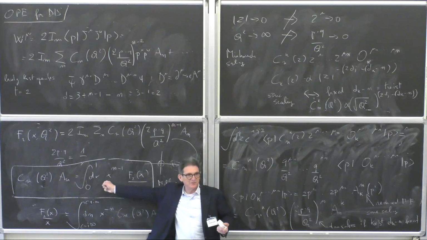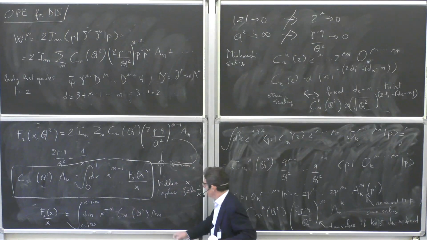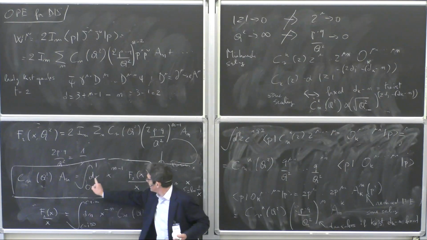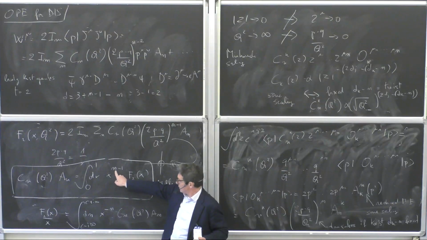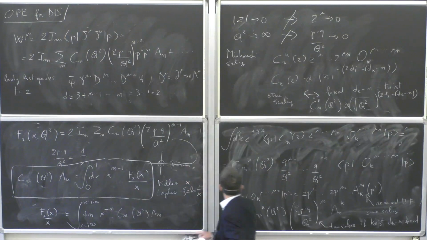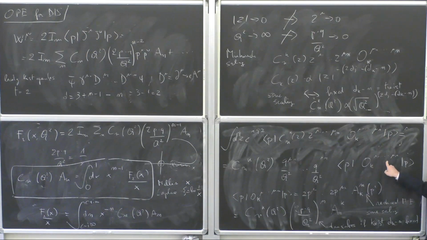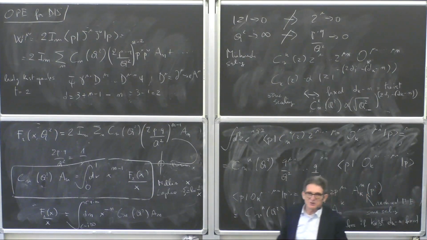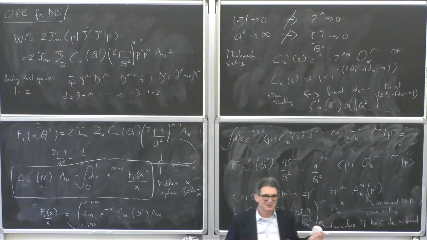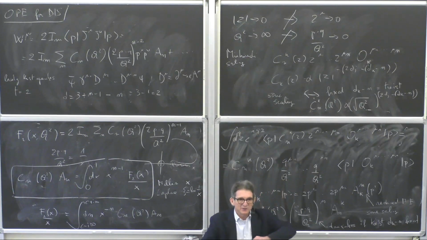They are moments, moment integrals of your function. Here n was an integer value. It was the number of derivatives. It was the dimension or the spin, the rank of the operator. But nothing prevents you from analytically continuing this, first of all, to the whole real axis and then to the whole complex plane.